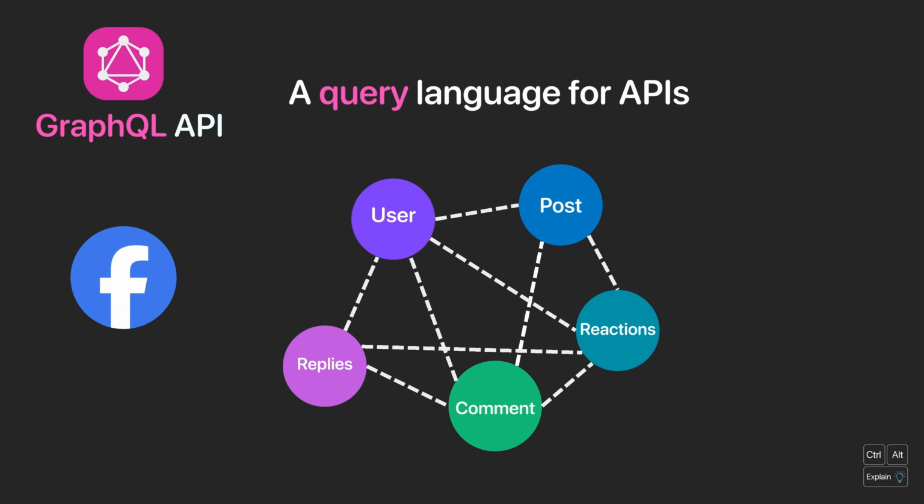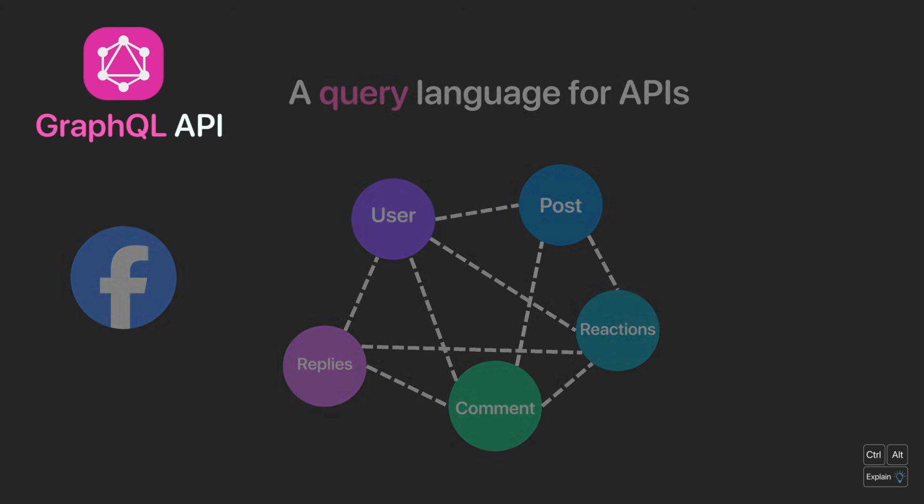Facebook created GraphQL when their mobile apps started dealing with a massive web of connected data: users, posts, comments, reactions, and replies, all tied to each other. Traditional REST calls kept overfetching and underfetching, forcing the app to make several round trips just to render a single screen. So Facebook designed a new approach, a query language that could walk this entire graph of relationships in one request.